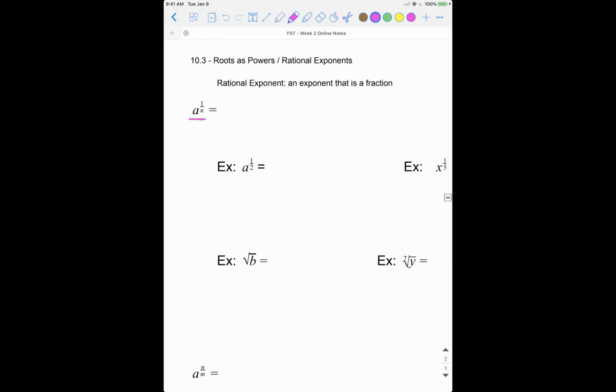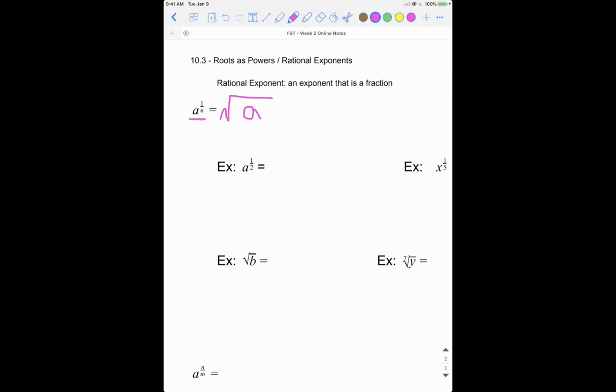Right, so we have a to the 1 over n. And we want to be able to connect that exponent form to our radical form. And so radical form means that it should have some kind of square root in it. It's our radical, the square root sign. And a is our base, so that base a comes on the inside. And then the key thing here is this n, right?